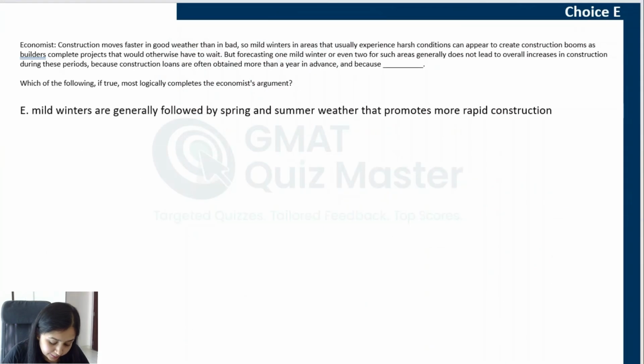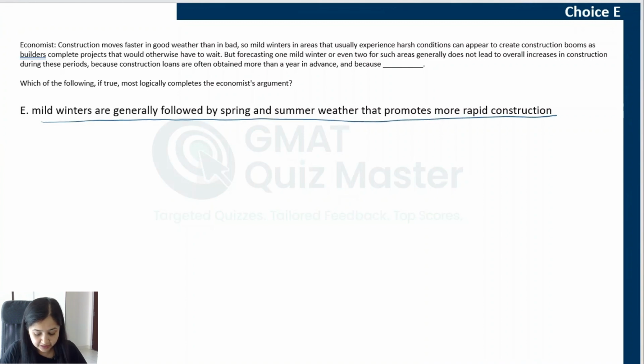Choice E. Mild winters are generally followed by spring and summer weather that promotes more rapid construction. So, first of all, this choice does not give that additional piece of information that can help complete the first reason. That is why it is incorrect. The other thing is, even if you look at it independently, then okay, mild winters can be followed by even more construction. That is okay. But then why is the construction not increasing during mild winters?